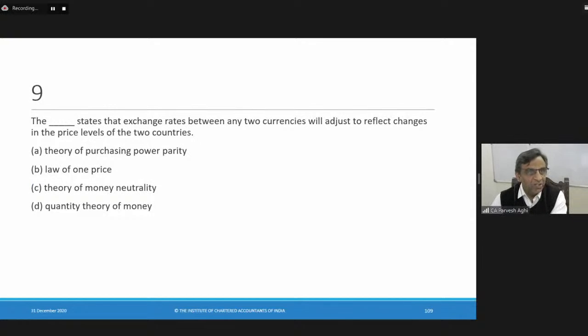Dash states that the exchange rate between two currencies will adjust to reflect changes in the price level of two countries. Which theory says that the exchange rate between any of the two currencies will adjust to reflect the changes in the price levels of the two countries? That means the inflation rate. The theory of purchasing power parity, the law of one price, the theory of money neutrality, the quantity theory of money. So which theory says that the exchange rate will be determined because of the inflation in the two countries? So the answer is ninth one. Okay, 9th question.